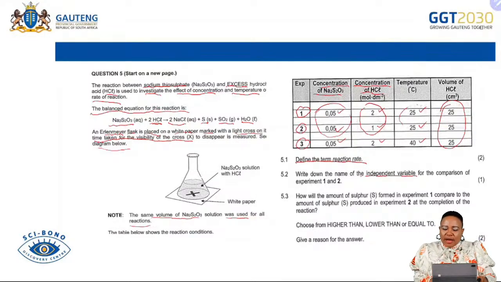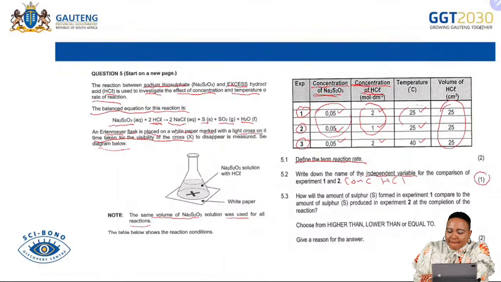So what is our independent variable here? Our independent variable is the concentration of HCl in both experiments. It is not going to be correct to just say it's the concentration, because we are also given the concentration of sodium thiosulfate, and it is the same in these 2 experiments. So you must specifically say which concentration is different, and the only concentration that is different is the concentration of HCl. It is very important to write that for 1 mark.